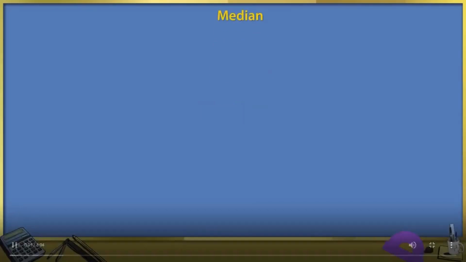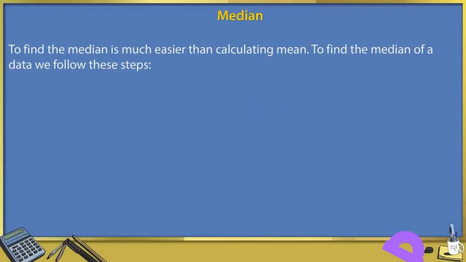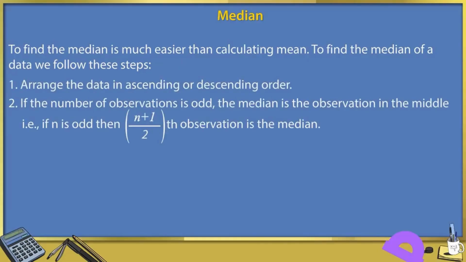Median. To find the median is much easier than calculating mean. To find the median of a data, we follow these steps. 1. Arrange the data in ascending or descending order. 2. If the number of observations is odd, the median is the observation in the middle. That is, if n is odd, then the (n plus 1) by 2th observation is the median.